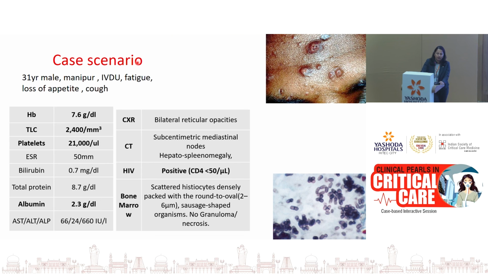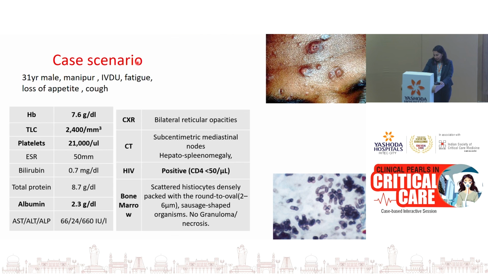The CD4 count was less than 450, and the bone marrow showed scattered histiocytes with round to oval 2 to 4 micron sized bodies. There was no granuloma or necrosis. So what would be the diagnosis in this case? Anyone? Taking the history into account and the status.